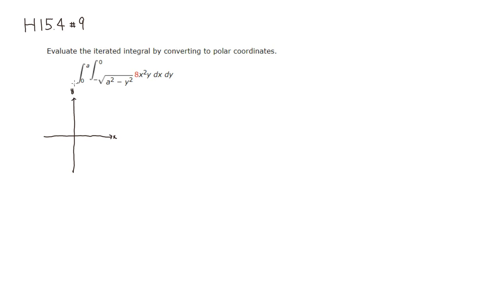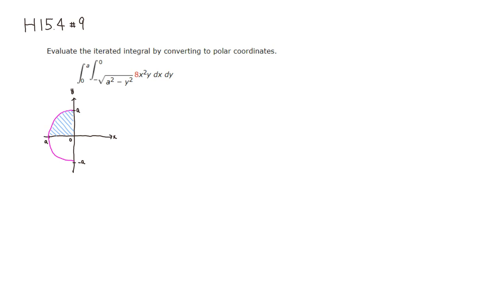Here it looks like this is going to be a semicircle. It's the left semicircle, so it's going to look like this. The radius looks like a, and it's centered at the origin. Then since y is going from 0 to a, we are only looking at the quarter circle, the quarter disk here. Just this much.